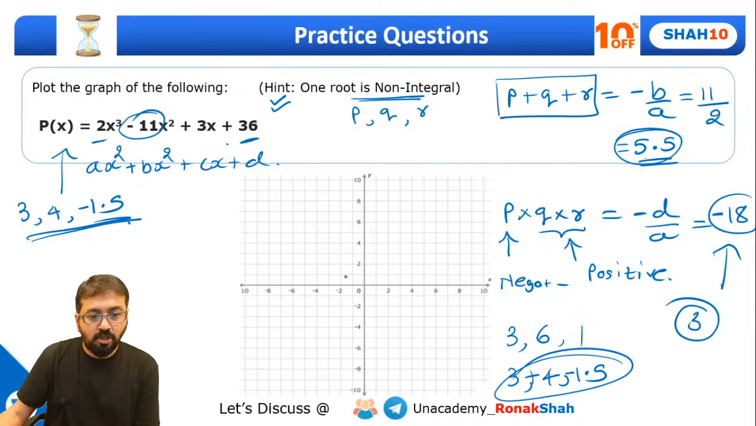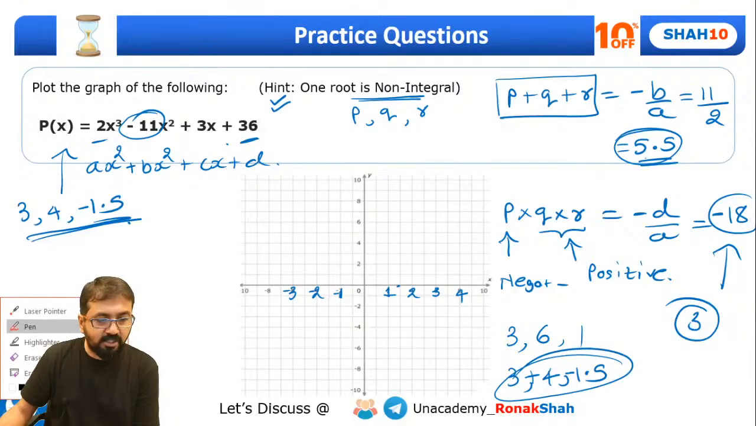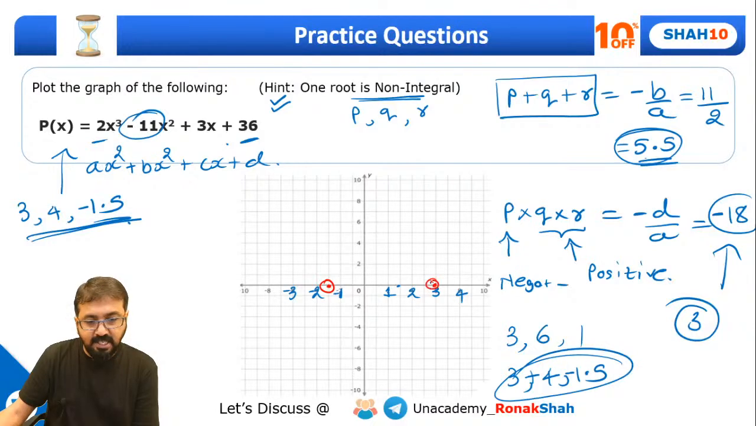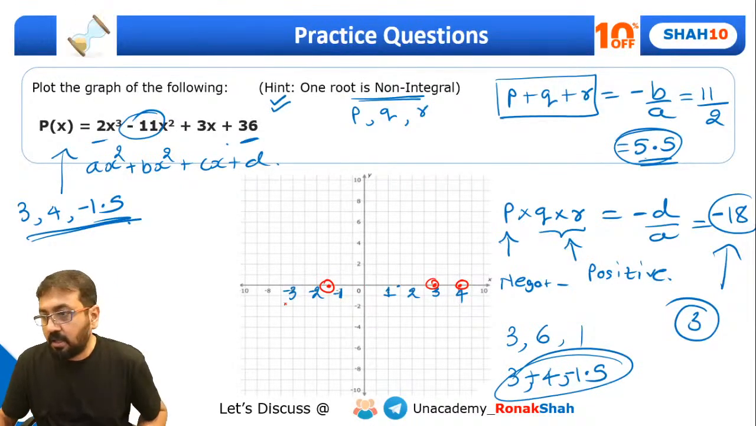So let's draw the graph of this one. So minus 1.5 will be somewhere over here, 3 will be over here, 4 will be over here. So I'm just changing the values. Let's take this as minus 1, minus 2, minus 3, 1, 2, 3, and so on and so forth, 4 and so on and so forth. So this is minus 1.5. Let me just plot the graph now. So guys, this is minus 1.5, this is 3, and this is 4. So now, yes.